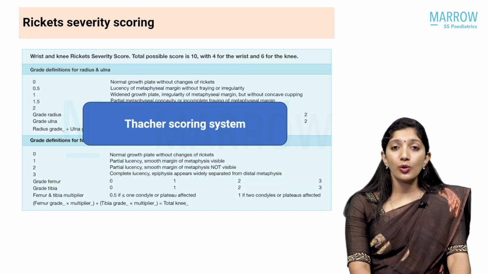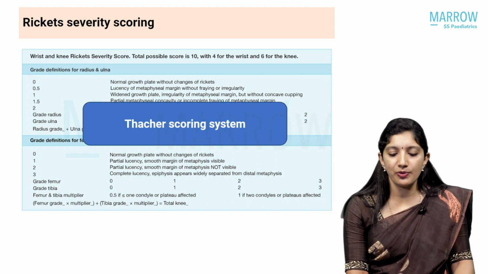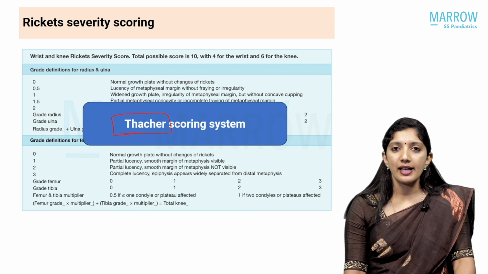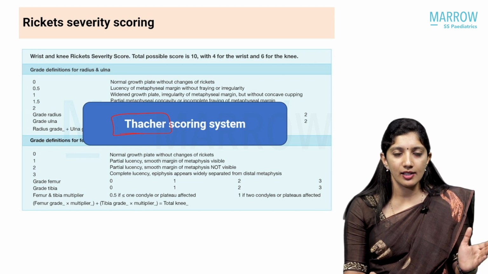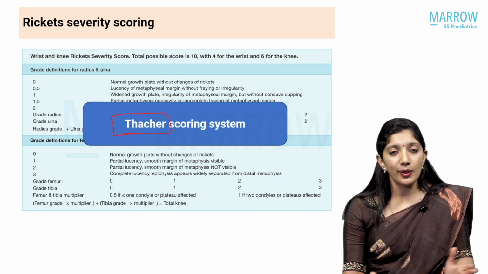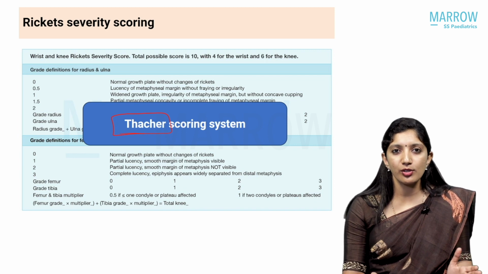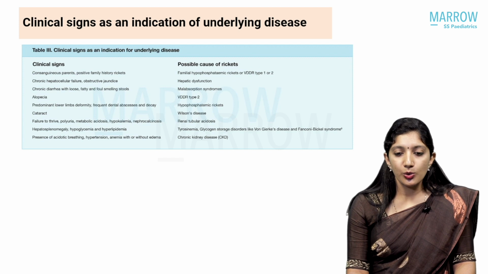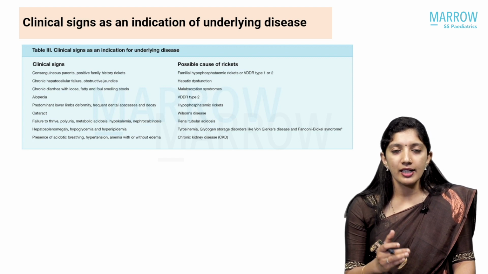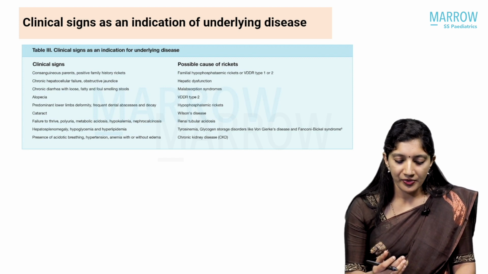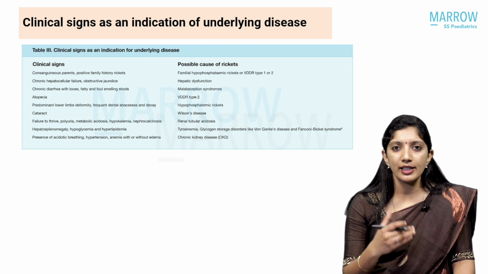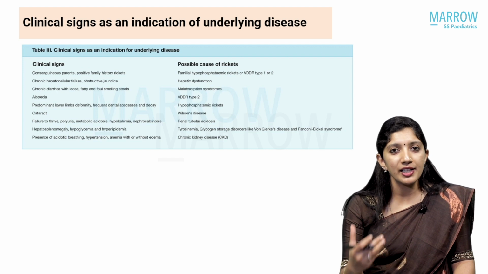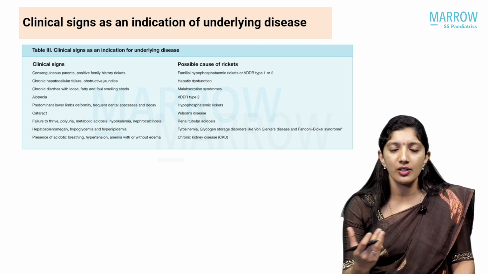And there is a scoring system to assess the severity of rickets called the Thacher scoring system. It is used for assessing the severity of rickets at onset as well as for follow-up to assess the response to treatment. Now, certain clues towards the underlying cause of rickets are there. Rickets, as you know, is not a diagnosis by itself. It is a clinical manifestation, and we need to find the cause for rickets.